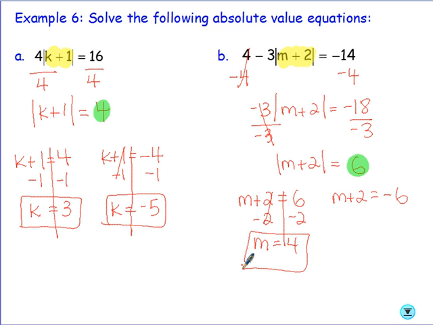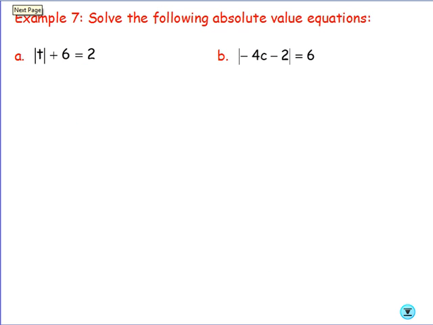And on this side, also subtract 2 from both sides. We get m equals negative 8. And that problem is completely done. So now what I would like you to do is pause the video and jump over to example 7 and do both parts of example 7 and both parts of example 8, and then we will go over them.